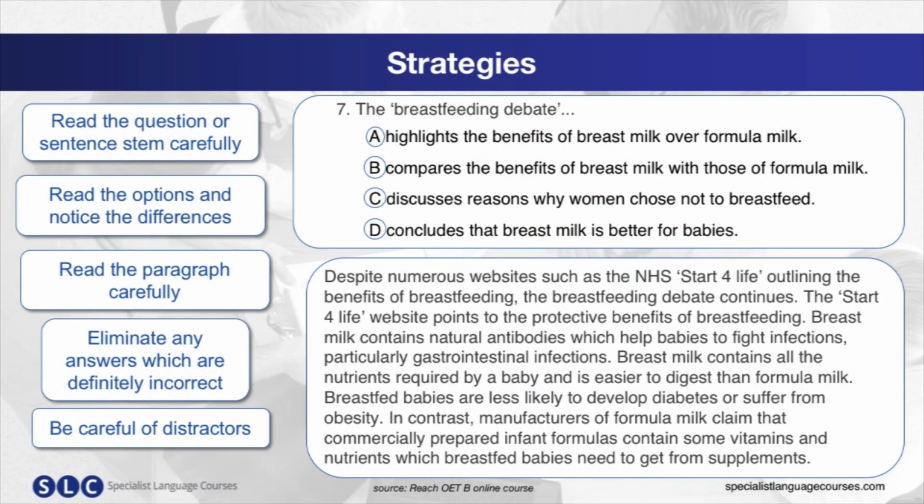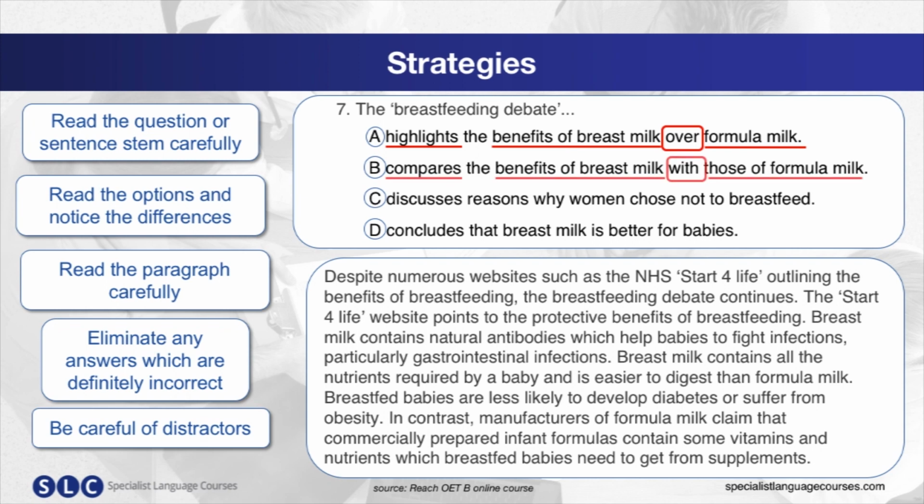So here we have the first paragraph of the text about breastfeeding and the question below. For this question, you need to read the options before reading the paragraph. If we take a closer look at the options, we can notice the differences between them. Option A states that the breastfeeding debate highlights the benefits of breast milk over formula. Therefore, we would need to be looking for a statement of this argument and some supporting details in the text.